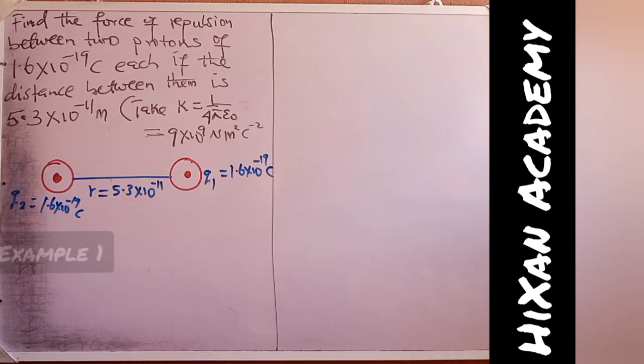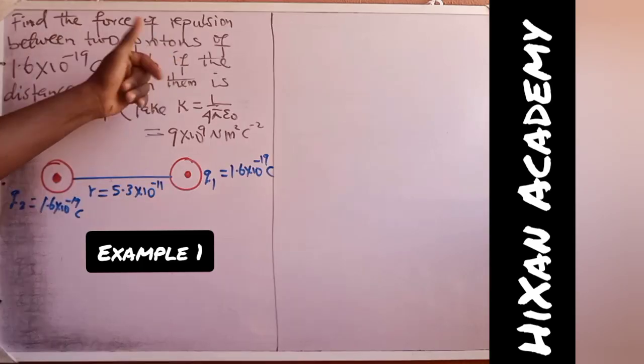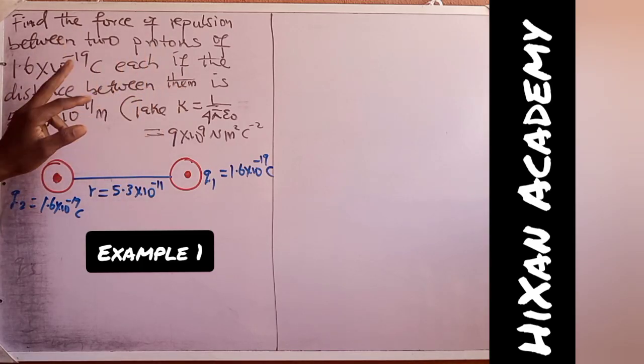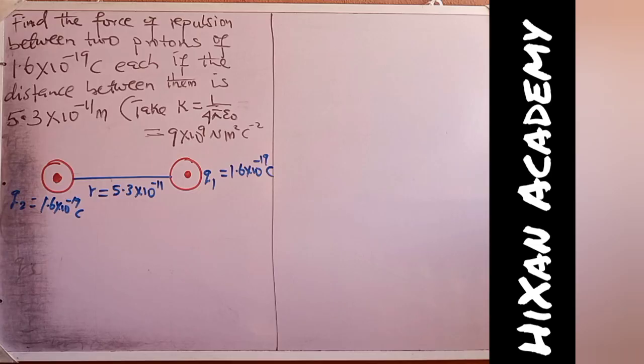Now, let's apply Coulomb's law and solve this problem. This problem says find the force of repulsion between two protons of 1.6 times 10 raised to the power negative 19 coulombs each if the distance between them is 5.3 times 10 raised to the power negative 11 meters. We are given the constants to be that.